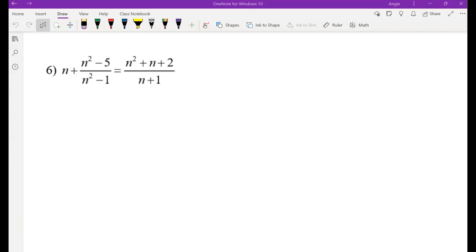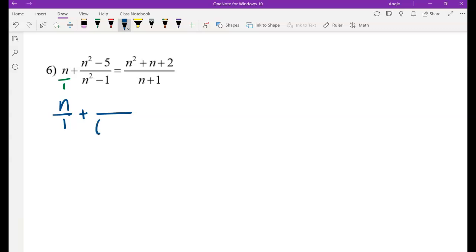Okay, students, last example. n plus (n squared minus 5) over (n squared minus 1) equals (n squared plus n plus 2) over (n plus 1). If you want to, make the first n over 1 if that makes you comfortable. Remember, first step is always, okay, factor out your denominator.